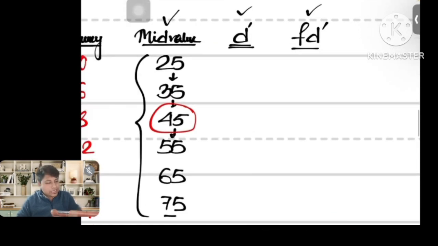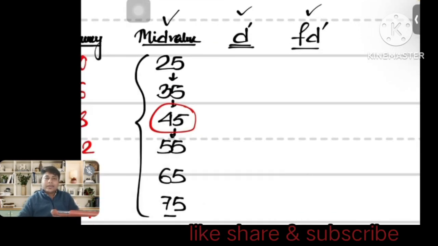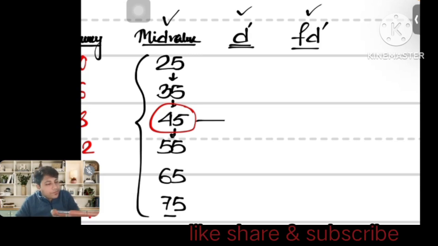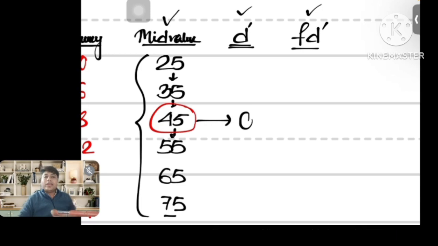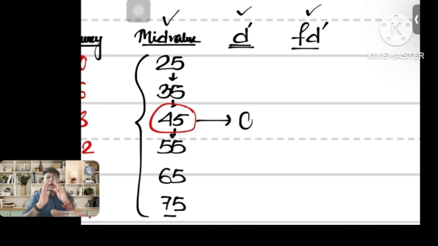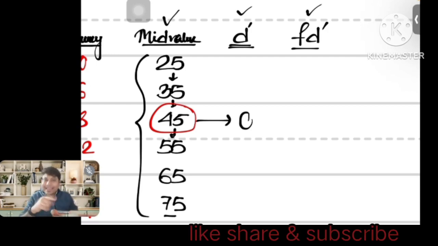And then, sir, what next? How do you calculate D dash? Very simple, boys. Very simple, students. Here, instead of 45, you are going to write 0 symbolically. 0. Nothing else. What you assume, the assumed mean, just write 0 across it, right?